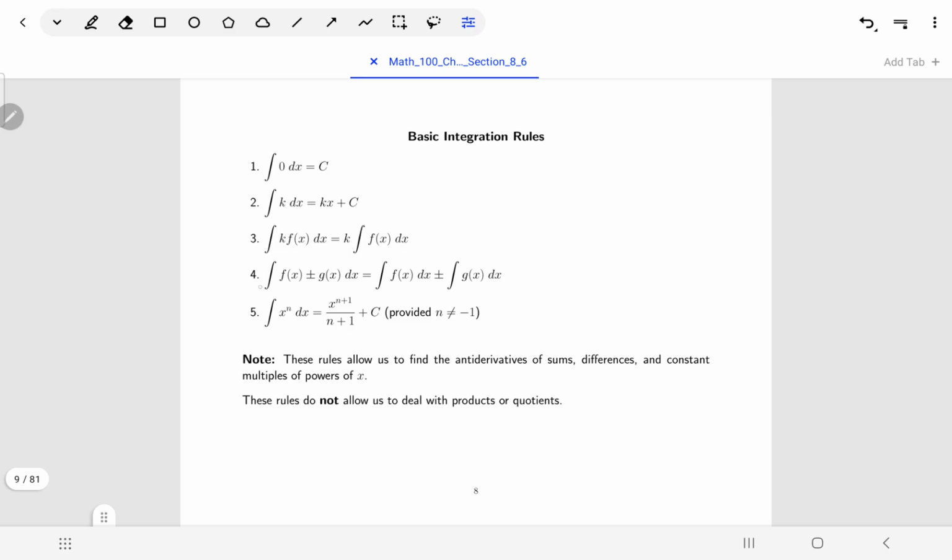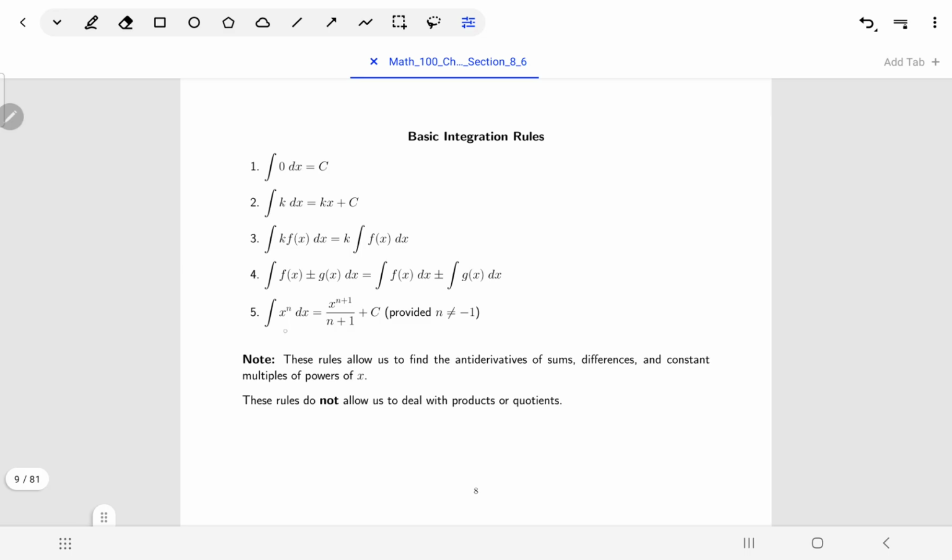Rules 3 and 4 are similar to rules that we had for derivatives, that we could take constants outside. So if you had a constant multiple, you could leave it alone and deal with the function itself. Or if things could be split up into a sum or a difference, we could go term by term, adding or subtracting as we go. And that was the case whether we were doing the derivative of a function or if we're looking at the indefinite integral of a function.